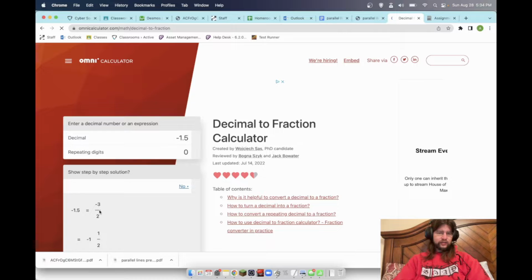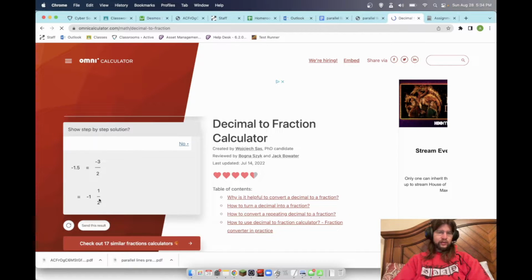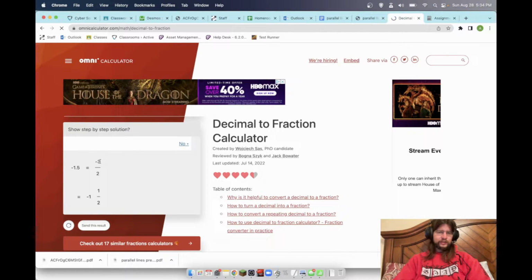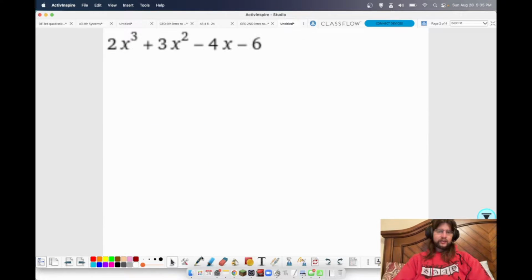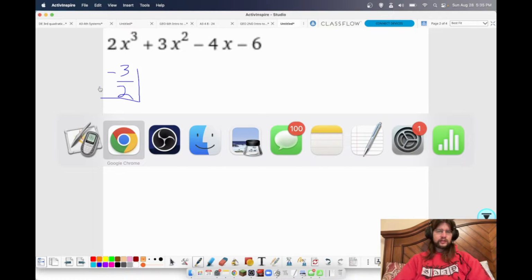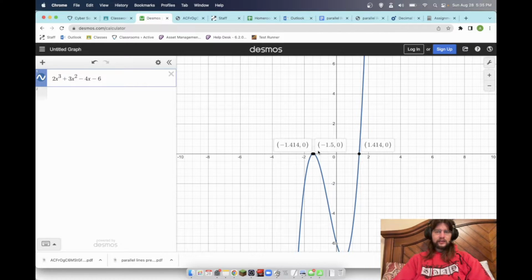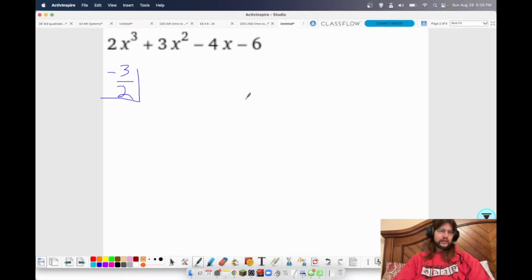And it tells you it's negative 3/2. We don't want the mixed number, we want an improper fraction. Again, if you have the proper calculator, type it in and it will convert it instantly. Once we have it, we're going to write it down in the box, negative 3/2, that's our first zero. So this is one of our answers. We got the first answer just by the graph on Desmos. Negative 1.5 is negative 3/2.